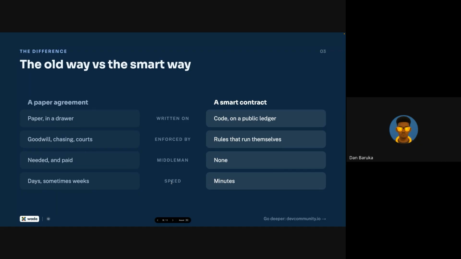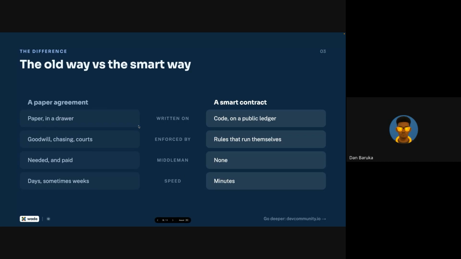When it comes to speed, here you'll be waiting. For example, if you want a middleman like a court, you'll wait many days and sometimes even weeks, even months, even years. But for a smart contract, if it's a yes, it's a yes. If it's a no, it's a no. But in the same minute, it doesn't really need to wait.